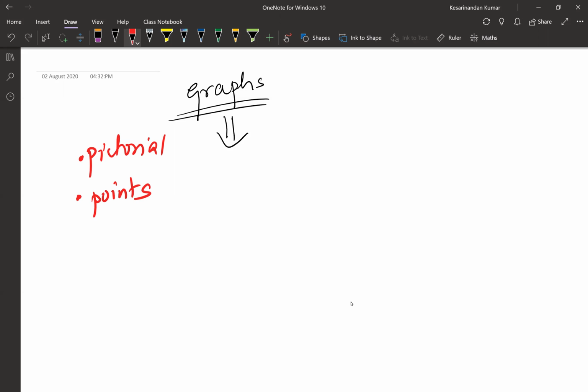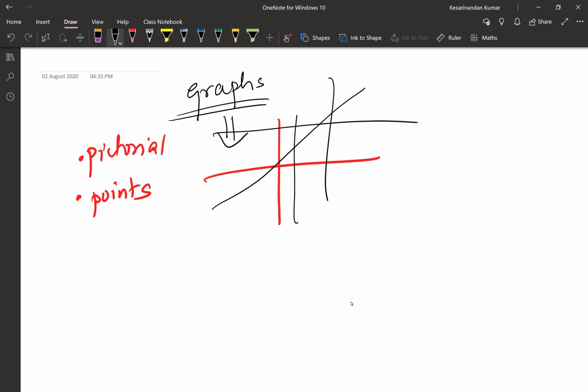Bar graph, line graph. No, not those graphs. Histogram? No. Straight lines and all. Not bar graphs and everything. We are not going into data interpretation right now. We are still in quant. Like, if I have this as a coordinate axis, this is one of the graphs. Straight line. And a straight line can be this, can be this, can be any type.